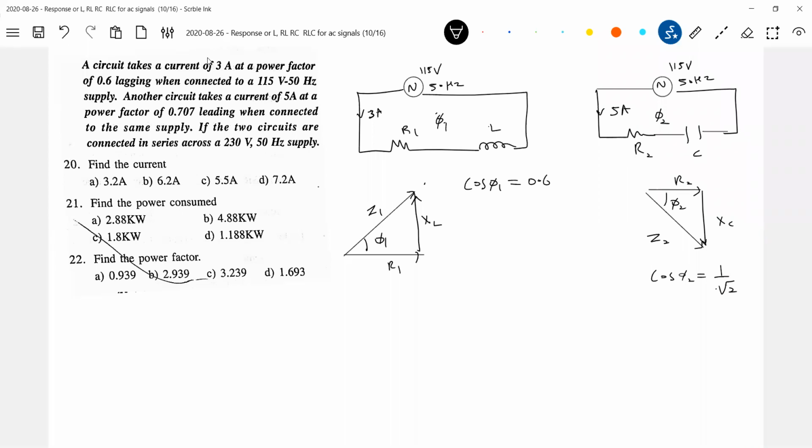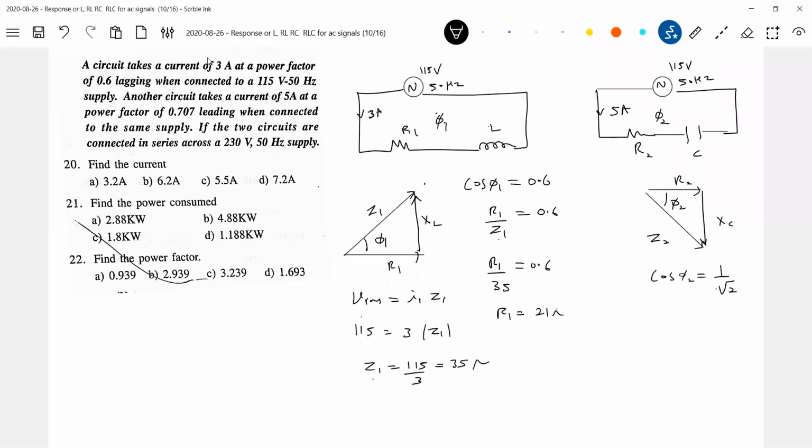Now looking at this, what you can write: cos phi 1 is R1 by Z1, the impedance. And how do you write VRMS? VRMS should be equal to I1 into Z1 across the total circuit. We know VRMS is 115, I1 is 3. I'll get Z1. So Z1 equals 115 by 3, which is 38.3 ohms. So I know the value of Z1. That I'll substitute here to get R1. So R1 is 38.3 into 0.6. I'll get R1. Anybody, the value? 23 ohm.